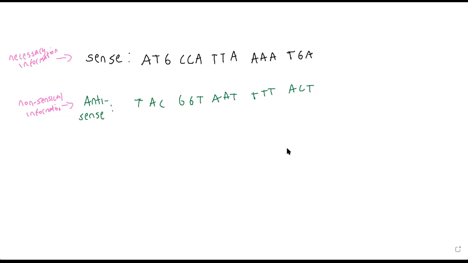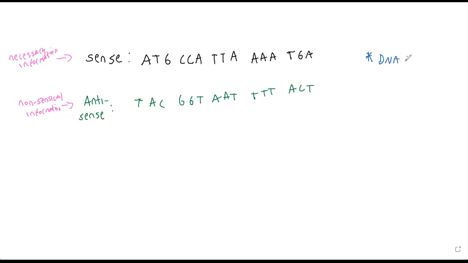However, we have a whole other strand called the antisense strand that is nonsensical. You're probably thinking, well, why even have a double-stranded molecule? Why not have a single-stranded one? That's a good question, and the answer is that our genetic machinery has a quirk. And I'll write that here.